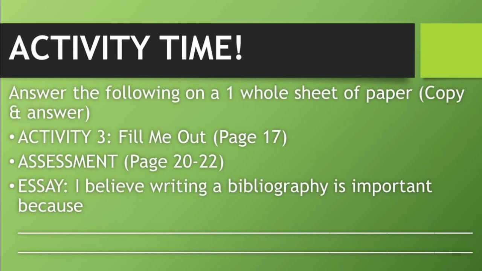Okay, so the first activity that you have is activity number 3. The title is Fill Me Out. It can be seen on page 17. Again, you need to copy the things to be answered before you answer it. The instruction for activity 3 is to fill in the missing information to complete the format of each source. So you just need to fill in the missing information.